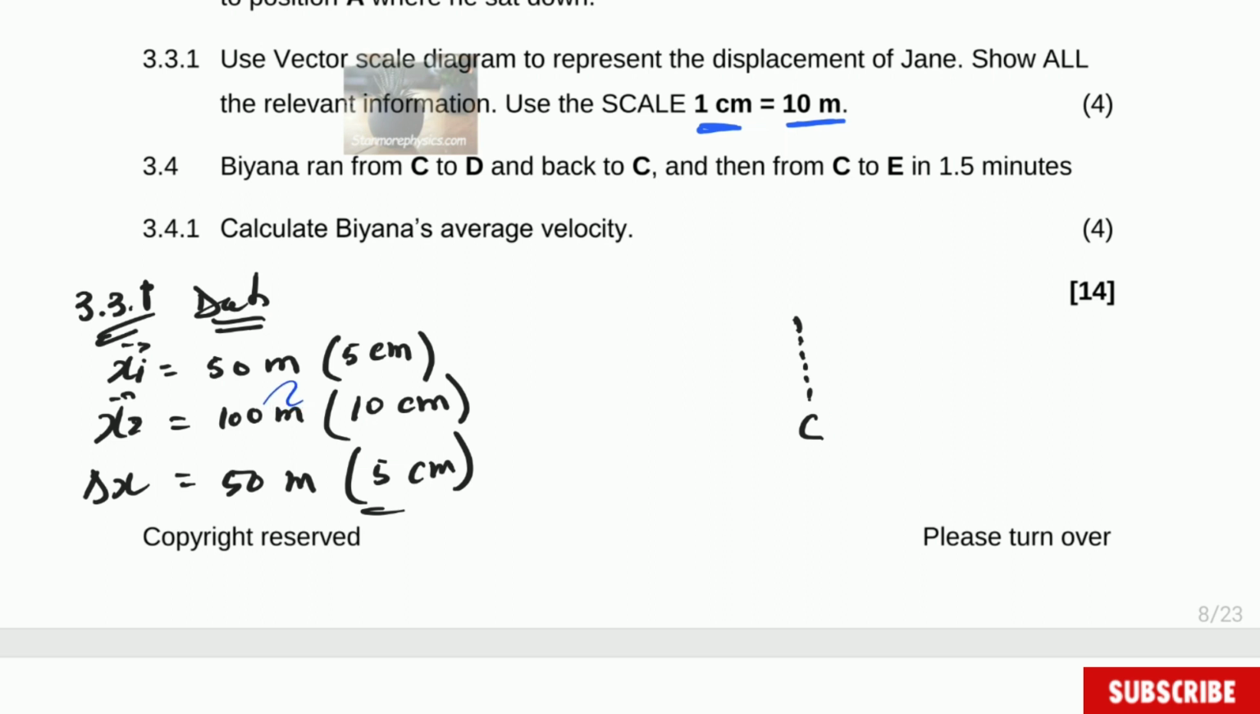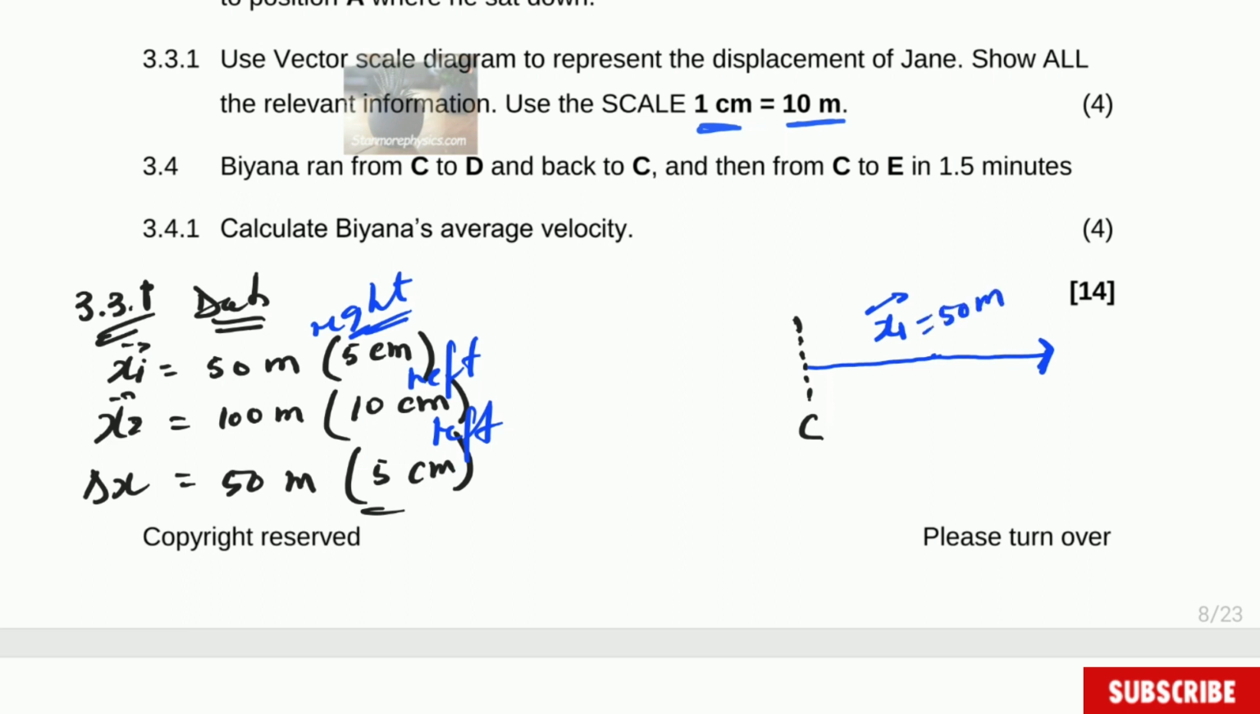And then we are going to draw the first one. This one here is to the right. This one is left. And this one is left. So the first is 5 centimeters to the right, starting from C. So you take your ruler and you make sure you have 5 centimeters to the right. And this one, guys, is position 1. We're going to call it position 1, which is equal to 50 meters.